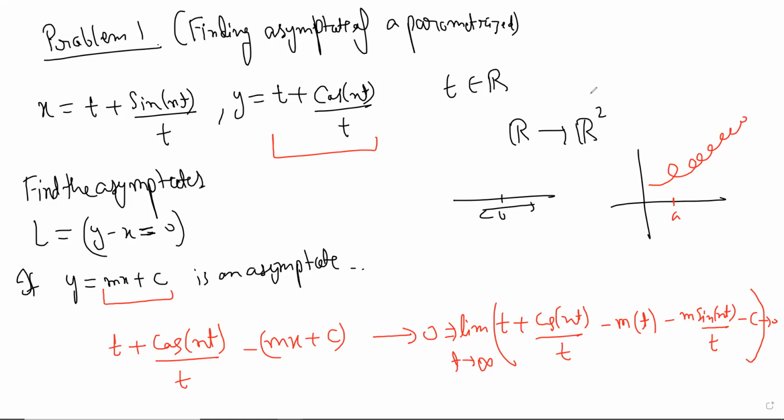Yes, because this is the asymptote, right? Because this thing, mx plus c, is the asymptote. This is the y coordinate of the asymptote, and this is the y coordinate of the curve. So they must become closer and closer, right? The limit of their difference should go to 0, right? So this is sort of our definition of asymptote.